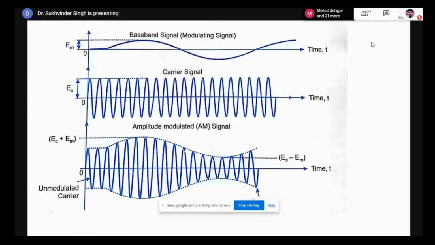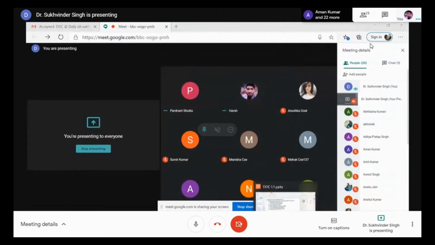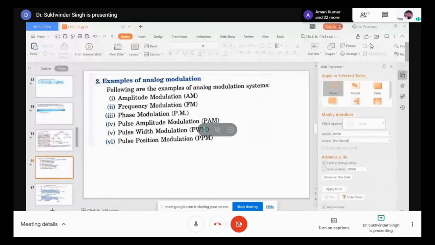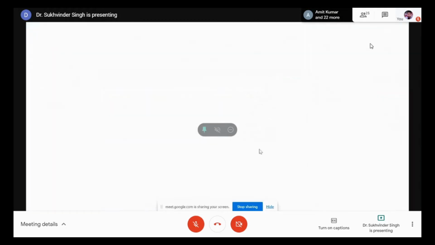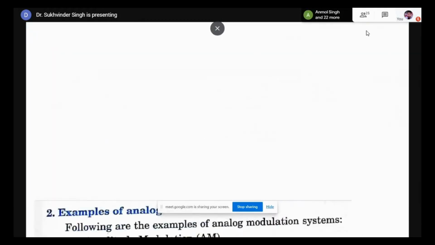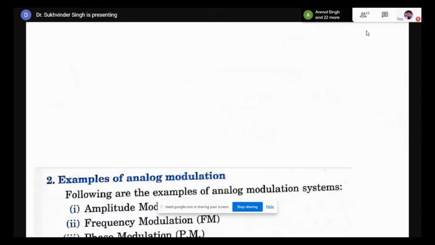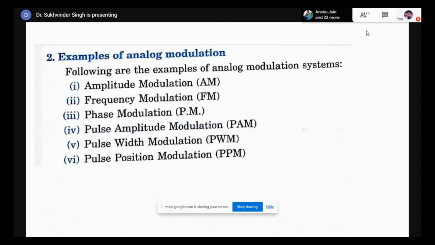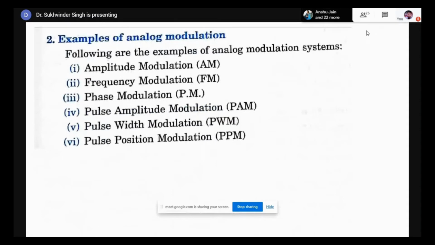So how to do this, or how to achieve it? Can you see the slides? Okay, thank you. So now we will learn how to achieve this modulation in amplitude or frequency or phase with the help of the coming few figures.